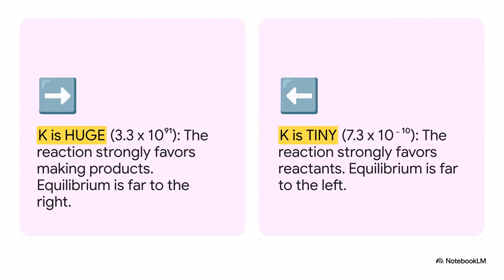And when I say huge or tiny, I really mean it. The K value for burning carbon monoxide is a number with 91 zeros after it. That reaction basically goes 100% to products. On the flip side, if you try to break down water at 1,000 degrees, the K value is a decimal point followed by 9 zeros and then a 7. At equilibrium, almost nothing has happened. It's still pretty much all water.